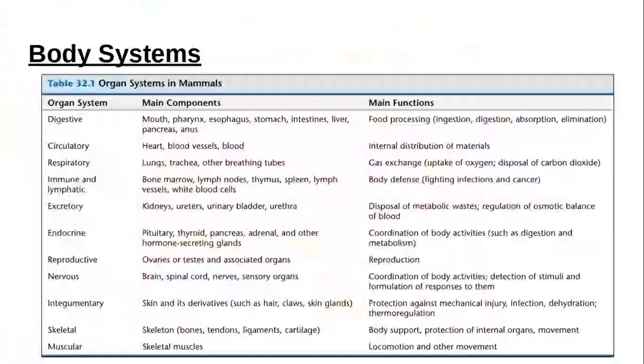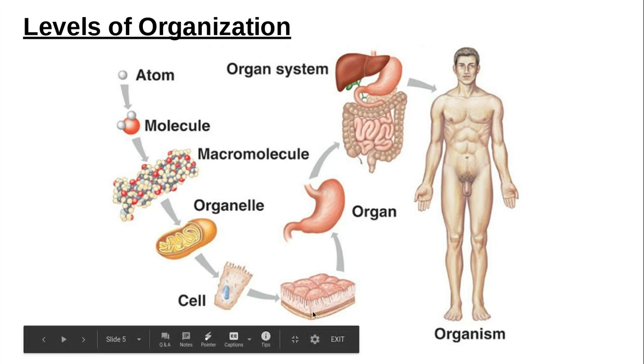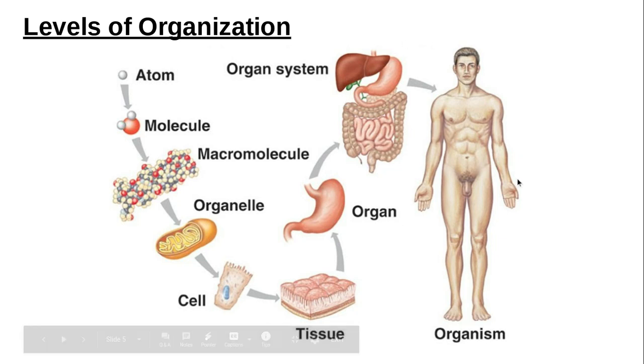In this section, we're going to start by talking about the levels of organization. So we've talked about atoms and how atoms make up molecules. Those make up macromolecules like carbs, proteins, lipids, and nucleic acids, which make up organelles, which make up cells, which make up tissues, which make up organs. And then finally, our organ systems make up our organism.